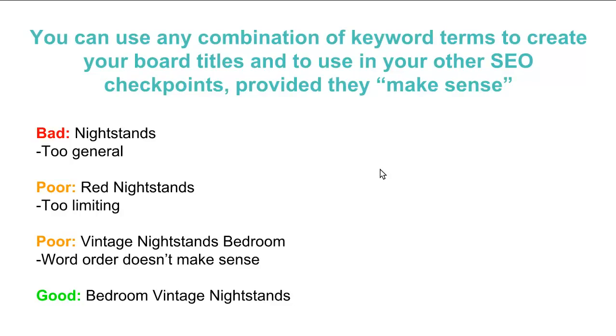Also, poor SEO would be something like vintage nightstands bedroom. And again, because the word order doesn't make sense, it would work for searches, but it aesthetically doesn't look right. And it's not proper English. So you want to make sure your word order makes sense. So you could say bedroom vintage nightstands, and that's perfectly okay. That's a fine board title because it's a long tail keyword. It's not too limiting because you can have all kinds of different vintage nightstands. I imagine that there's all kinds of different styles, all kinds of different colors, all kinds of different finishes.